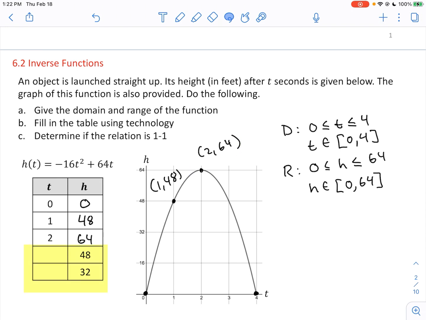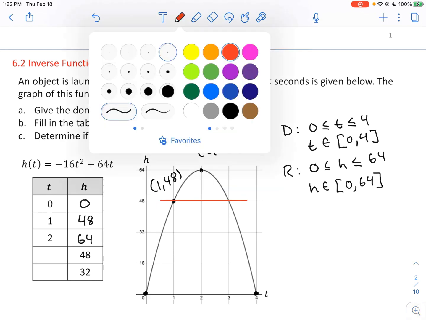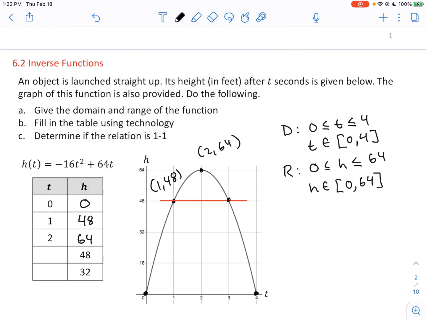Now we're going to go backwards in the table. Give me the t's when h is 48. That's this line right here. That's this height. We can see that there's a second time when the object has this height, time 3. So there's another t. Other than the 1, 48, there's a 3, 48.